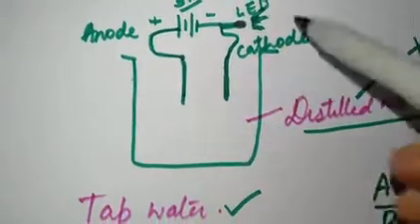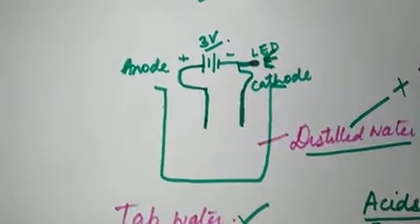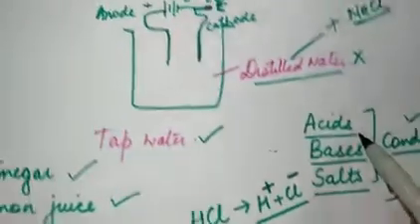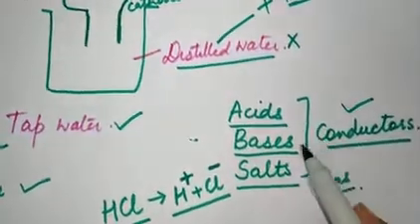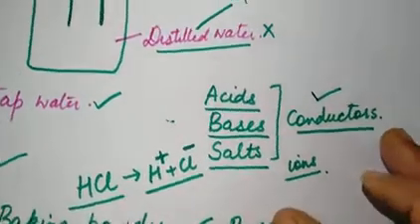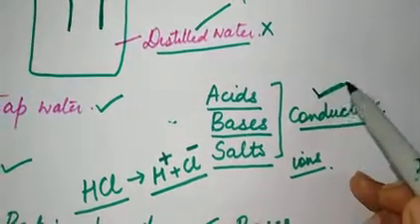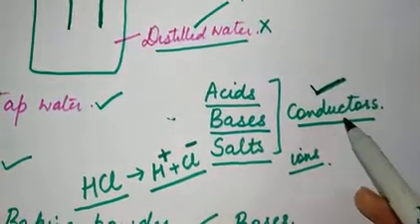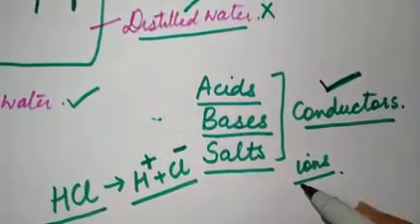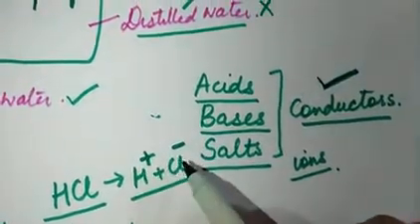So from this activity we come to know that those liquids which are the solutions of acids, or bases, or salts, they only will be conducting electricity. They are the conductors of electricity. Why do they conduct electricity? Because they can dissociate into their ions, into charged particles.